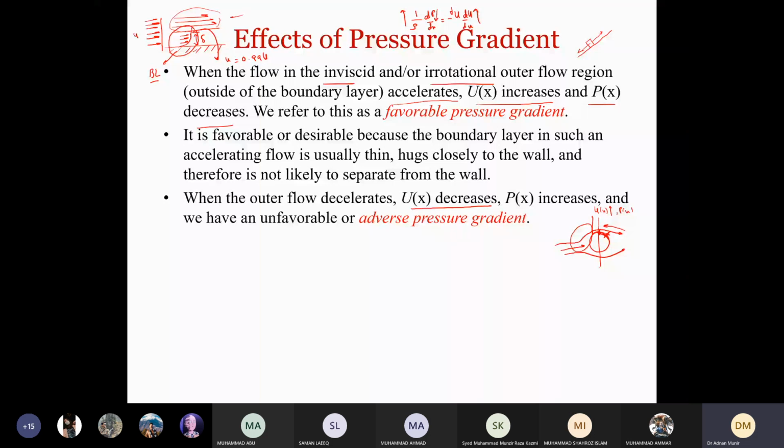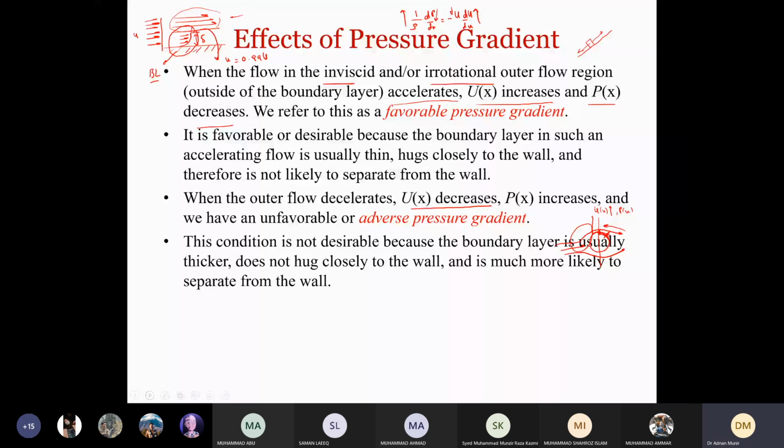So this condition is not desirable. The adverse pressure gradient is not desirable. Why is it not desirable?